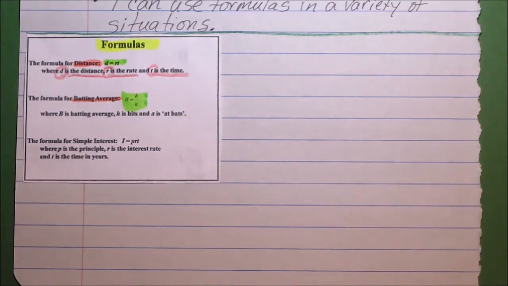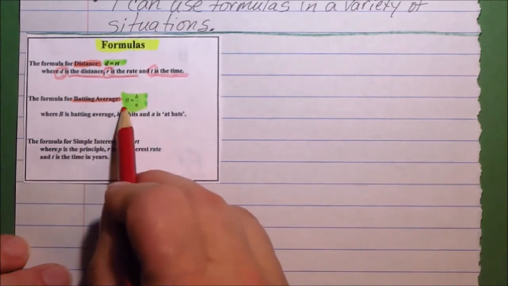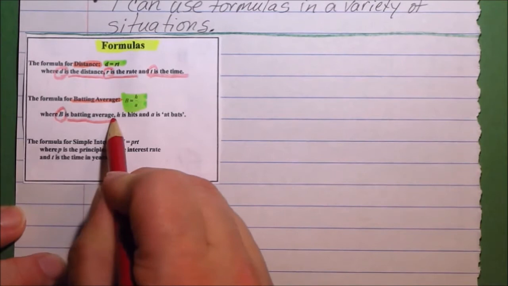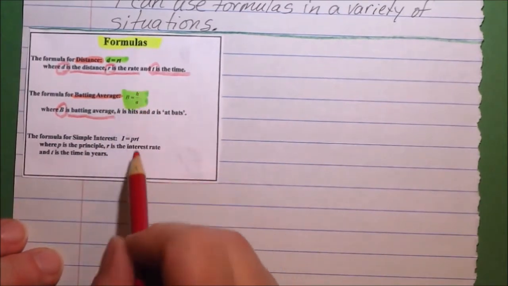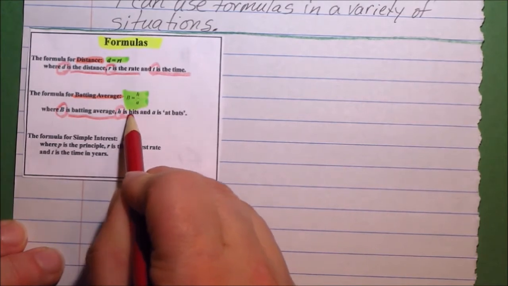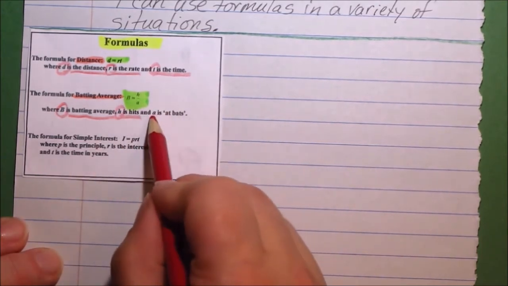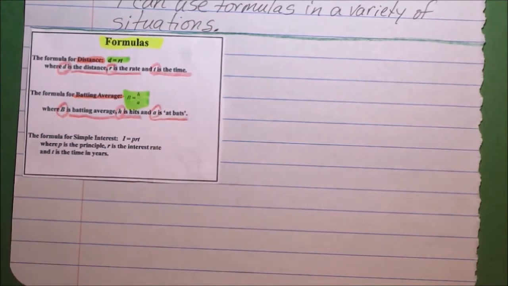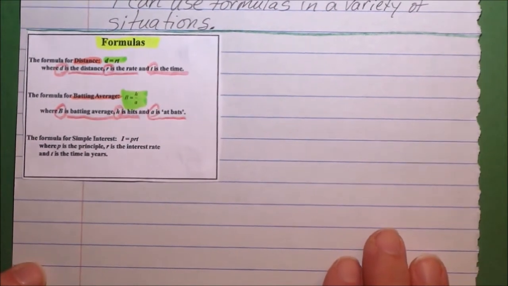So, when calculating a batting average, the capital B here stands for the actual batting average. The H at the top stands for the number of hits the batter got. And the A stands for at-bats. That's the number of times the hitter went up to bat. All right? And those are the 3 things you need to calculate a batting average.